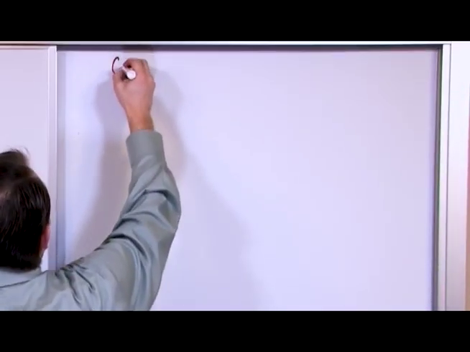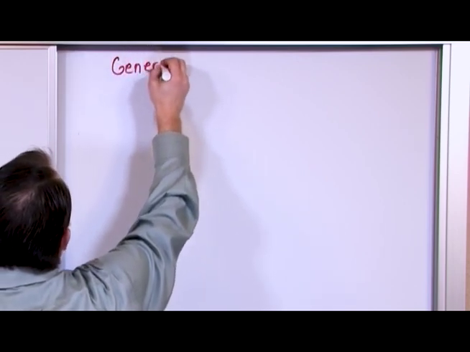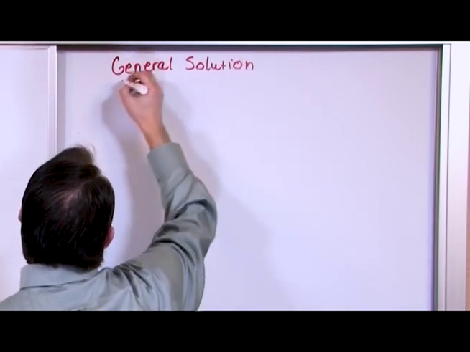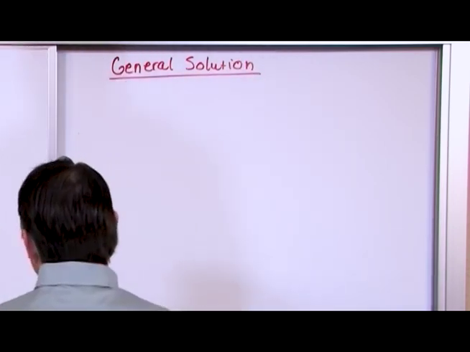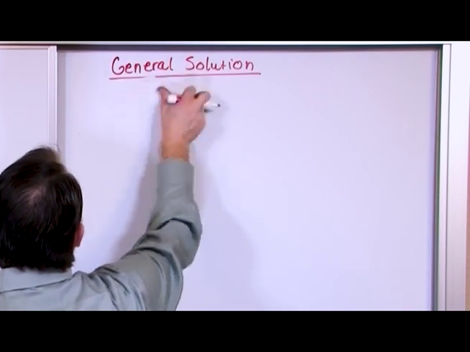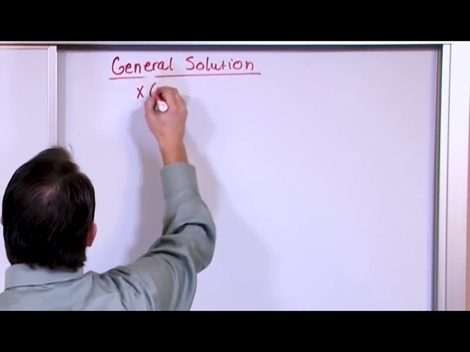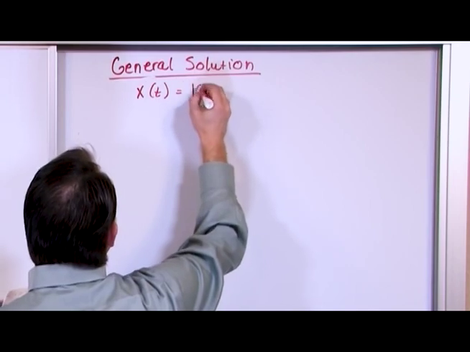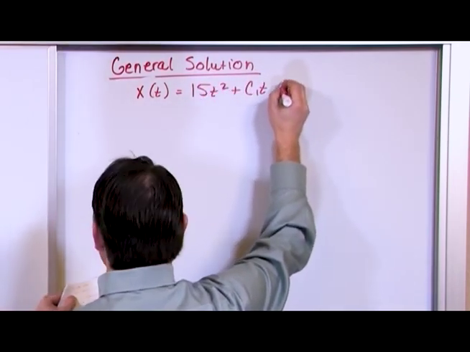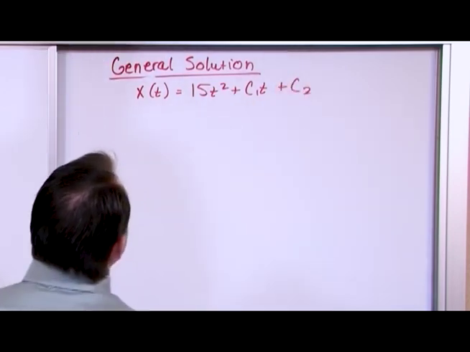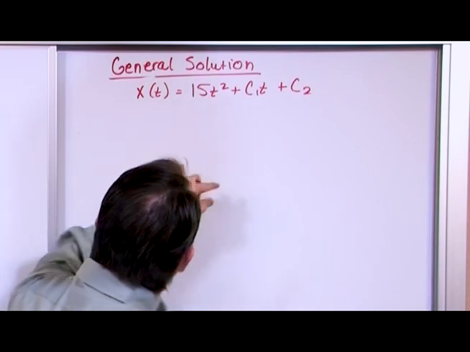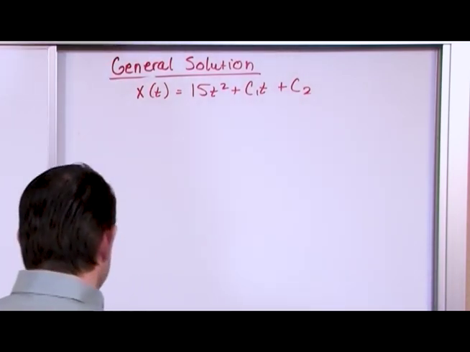So let's recap. The general solution to this differential equation that we have is x of t, whoops, wrote that wrong, x of t is equal to 15t squared plus C1 t plus C2. So this is a solution to the differential equation. You know it's a general solution because it has these constants in it. That's all you really have to remember.